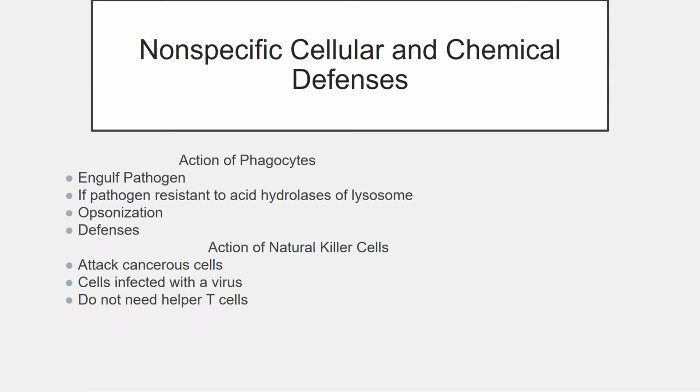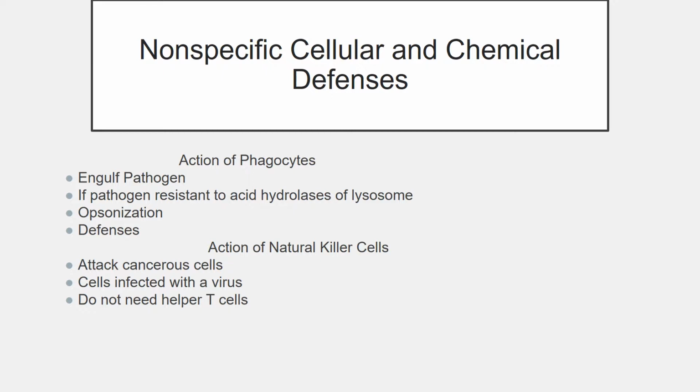Phagocytes engulf the pathogen, which forms a phagosome, which fuses with a lysosome. If the pathogen is resistant to the acid hydrolases of the lysosome, there is a respiratory burst, which is adding more chemicals to oxidize and destroy the bacteria. Then comes opsonization: add protein and carbohydrate handles to the outside of a bacteria, which makes it easier to destroy. Then you have defensins, which are substances produced by neutrophils which poke holes in the bacteria.